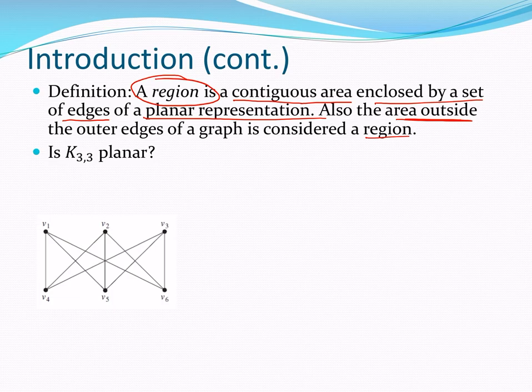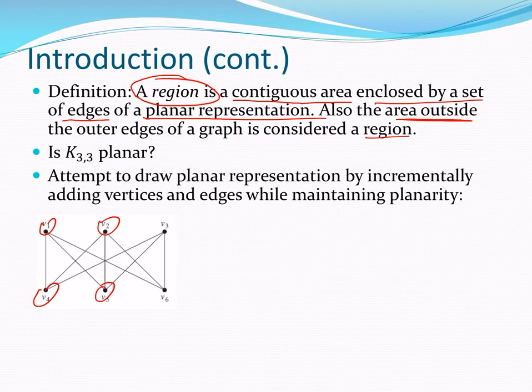All right, so let's tackle K33 again. We want to know, is it planar? Well, let's start with a planar portion of it and see if we can build up to a planar version of K33. We're going to take V1, V2, V4, and V5. We're going to flip V2 and V5 and get that subgraph. That's a planar representation. I've got 2 regions, R1 and R2.